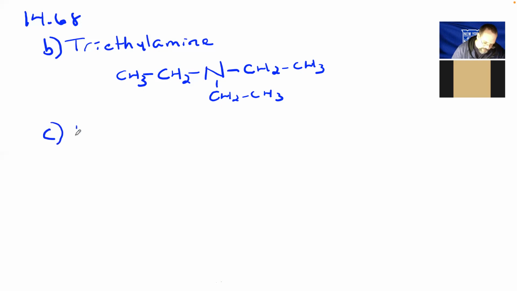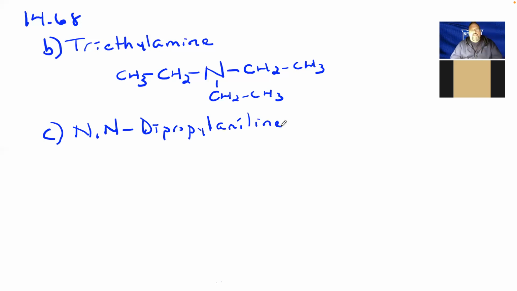Let's look at letter C. N,N-dipropylaniline. So we know what aniline is. For aniline, we have a benzene ring with an NH2 group attached to it. But it's possible that we can take out some of the hydrogens of aniline and replace them with carbon groups. And upon doing so, we can still use a parent name of aniline.